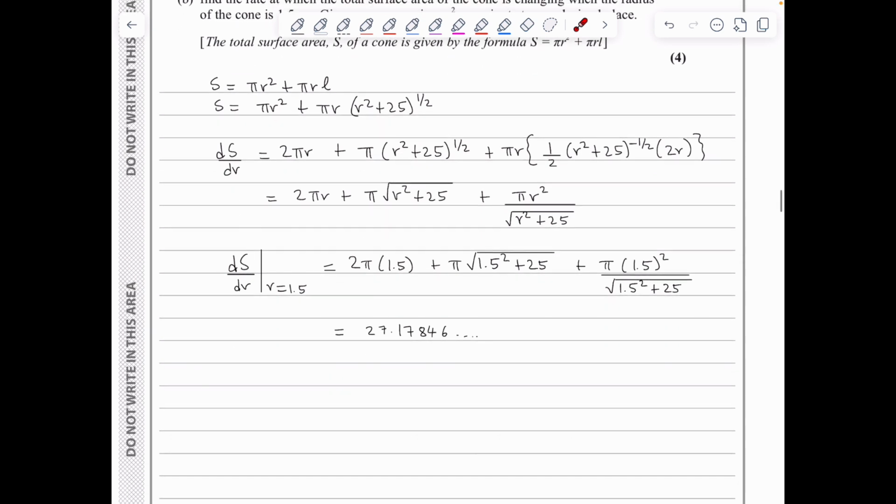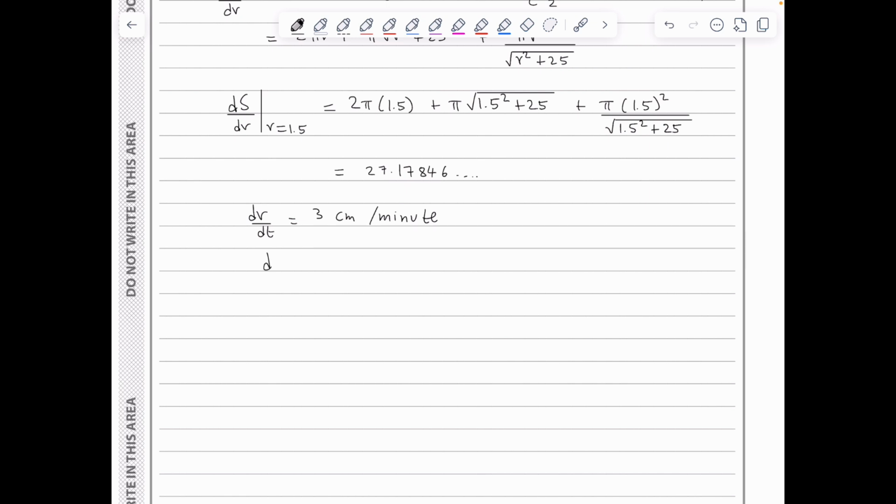We are also told that the base radius is increasing at a constant rate of 3 centimeters per minute. So we've got that dr/dt, this is the rate of change of the radius, is equal to 3 centimeters per minute. So I will be combining these two rates of change using the chain rule. ds/dt is simply ds/dr times dr/dt. So we know that ds/dr is equal to 27.17846... and dr/dt has been given to be 3. So if I multiply these together, I get 81.5, and the units are square centimeters per minute.